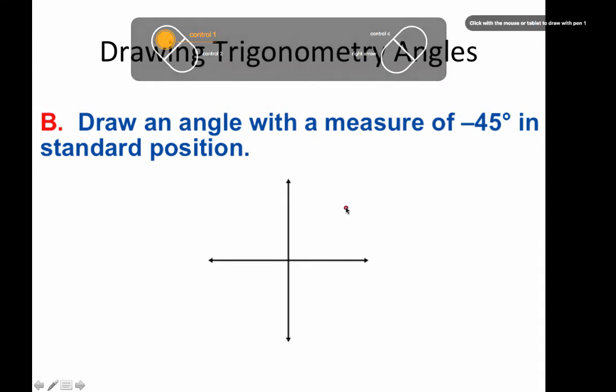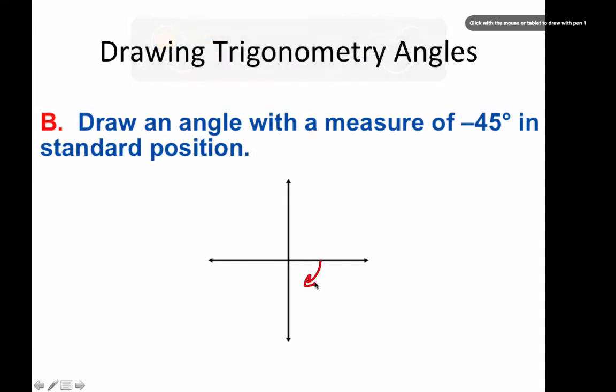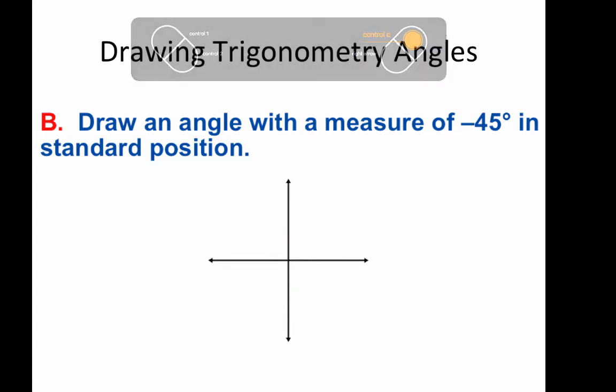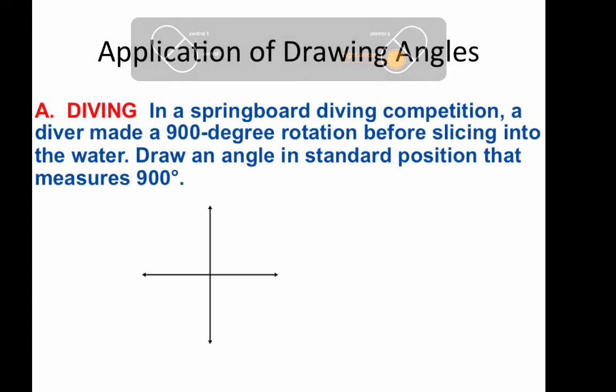Negative 45, we're going to go down 45, and we have 45 degrees going down. That one, if I went this direction, would have been 315. So this is pretty basic in terms of how to find these things.